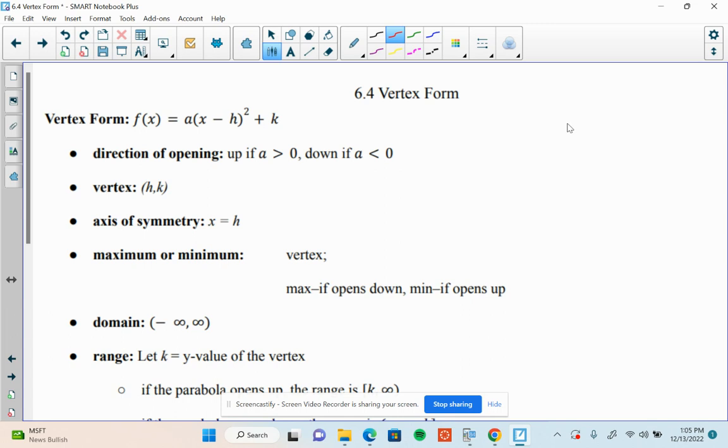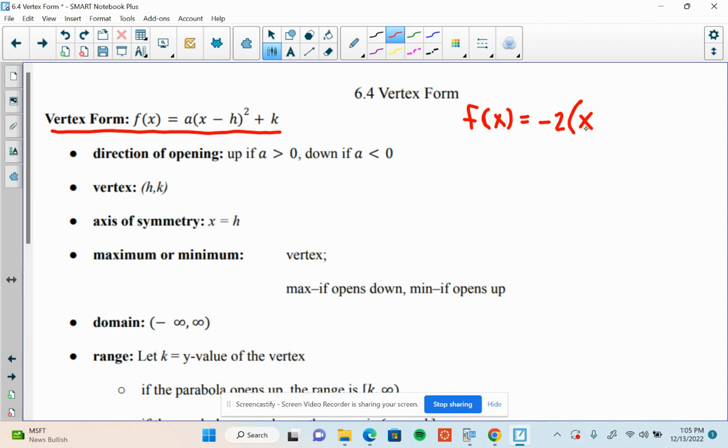Welcome. In this video, we're going to talk about the vertex form of a quadratic function. So vertex form looks somewhat like this. We have a function f of x, and for the vertex form, I'm going to write an example off to the side. Maybe we had an a value of -2.